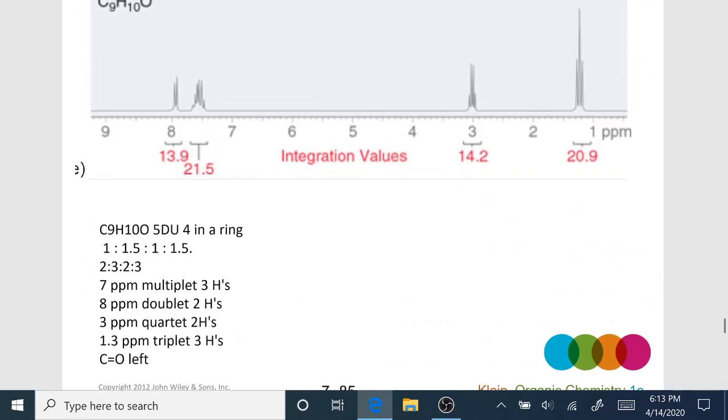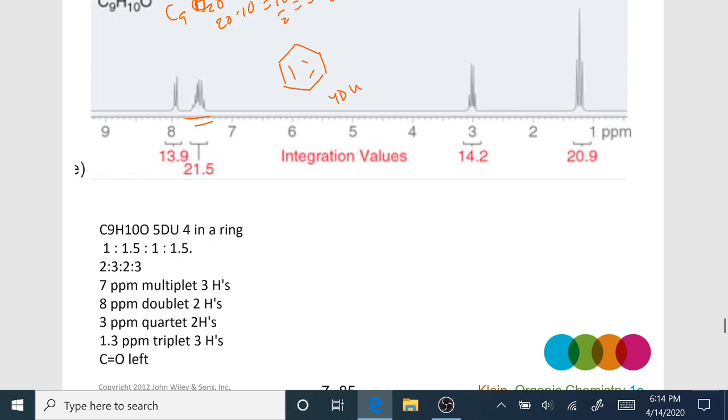This one has C9H10O, and see this in the aromatic region. So 9 times 2 is 18, plus 2 is 20. So that would be C9H20. 20 minus 10 is 10, divided by 2 is 5, so we've got 5 degrees of unsaturation here. That means we have a benzene ring. That's going to take up 4 degrees of unsaturation, okay?